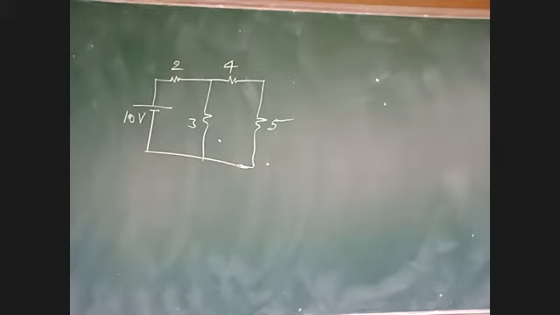Write down step 1. What do you have to do in Norton's theorem? Step 1: Short circuit the resistance where they are asking us to determine the current.